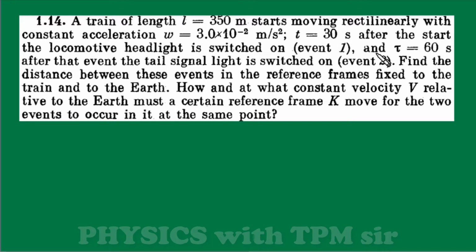Okay, and t is equal to 60 second after that event, the tail signal light is switched on. जो पीछे वाली लाइट होती है उसकी बात कर रहे हैं. Find the distance between these two events.